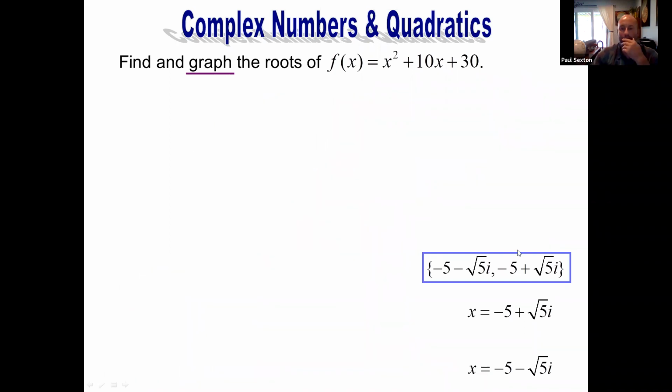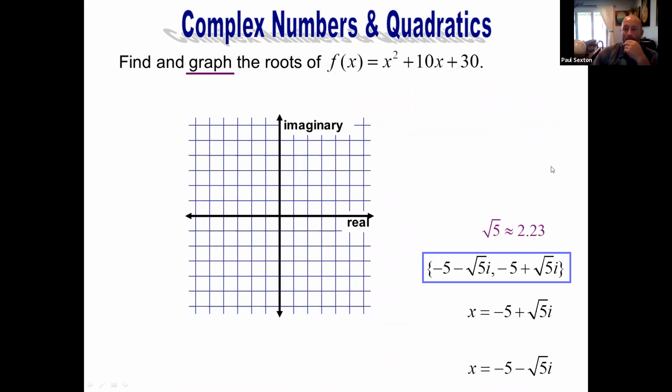Oh, now we got a graph. So rad 5 is around 2.23. So, I mean, we're not going to be perfect, but we'll guesstimate where it needs to be. So negative 1, 2, 3, 4, 5. And then plus 1, 2.23, like right about there. And then negative 5, and then minus 1, 2.23, right about there. Okay, any questions on that?